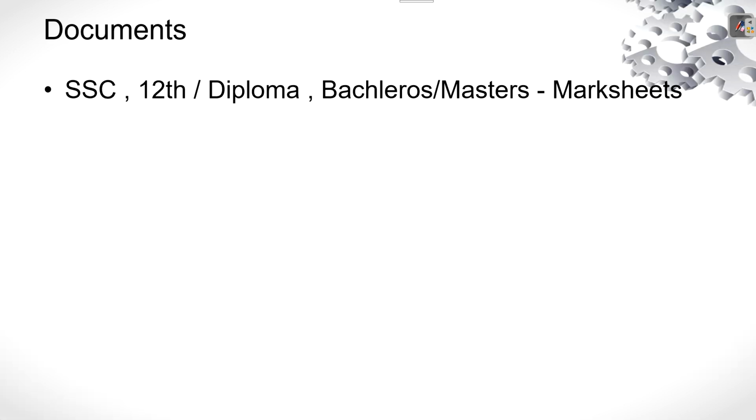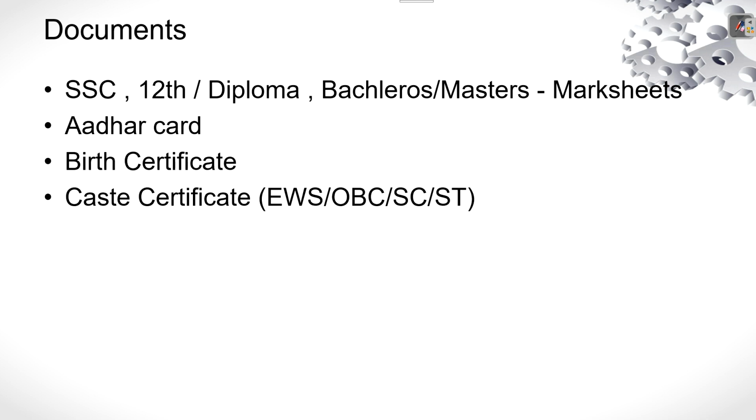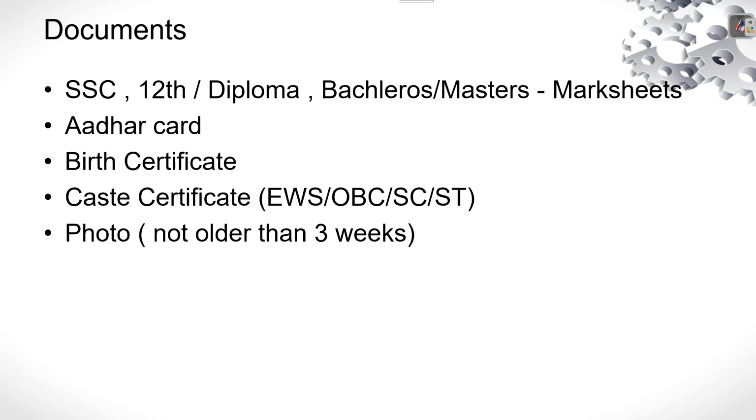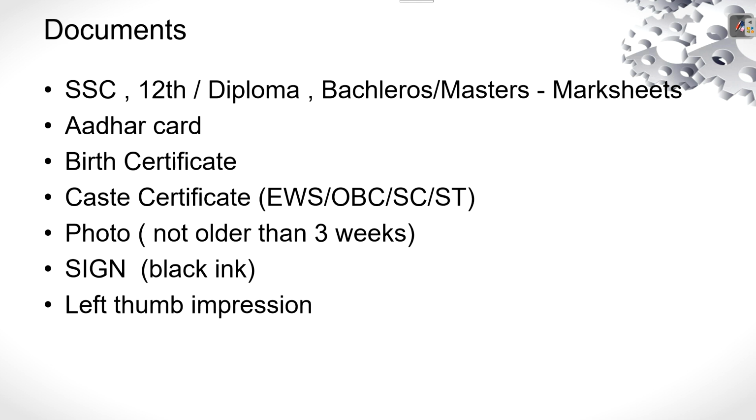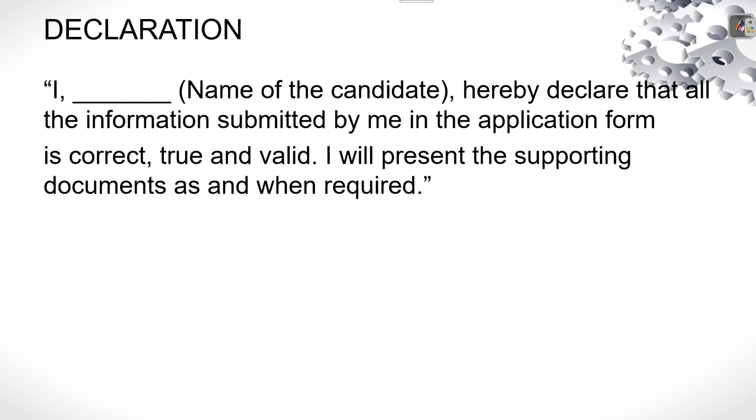First, SSC, 12th or diploma, bachelor mark sheet, then Aadhaar card, birth certificate, caste certificate for OBC, EWS, SC/ST candidates, then a recent photo, and a signature, which should be in black ink on white paper. Also the left thumb impression and declaration with black ink only on white paper. So this is the declaration format, so just note it down, and you need to write this in your own handwriting on white paper with the help of a black ink pen.